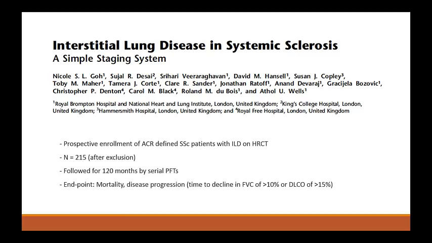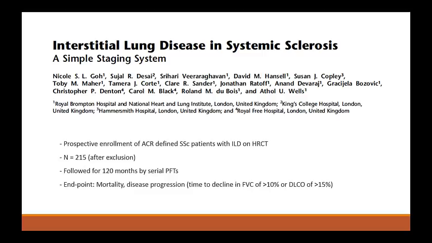Now, this is the study that helped produce this algorithm, and this was, I think, back in 2007. It was a prospective study that enrolled patients with systemic scleroderma who had ILD on high-res CT scan. The number of patients after exclusion was around 200. These patients were followed for 10 years with serial PFTs. The endpoints they looked at were mortality and disease progression, defined by a decline in FVC of more than 10% or a DLCO decline of more than 15%. The thing to note is that patients with pulmonary hypertension were excluded, so this is specifically looking at ILD.